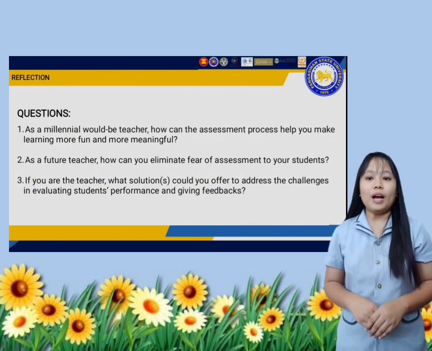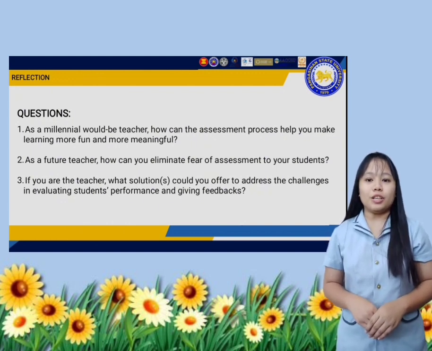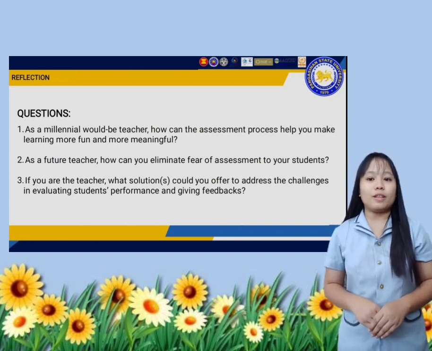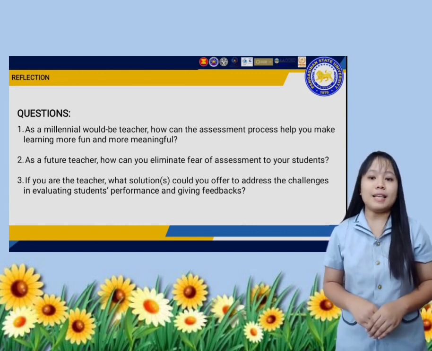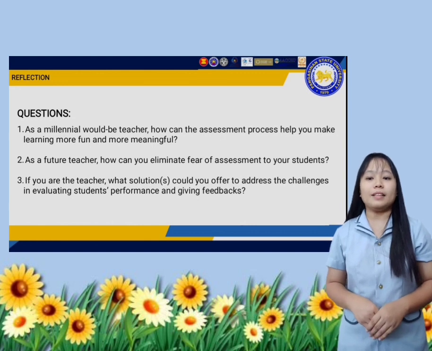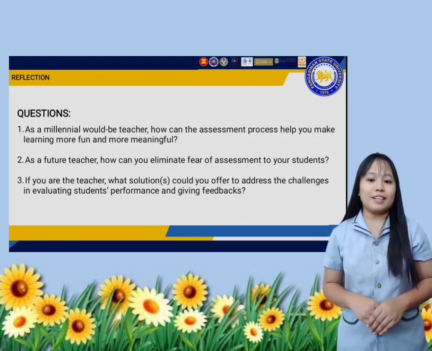And for number 2, as a future educator, how can you eliminate fear of assessment of your students? As future teachers, we can eliminate fear of assessment in our students by motivating them to do their best and explaining to them that they must enjoy assessment or learning, and by explaining the lesson well so that they can confidently answer their assessment.